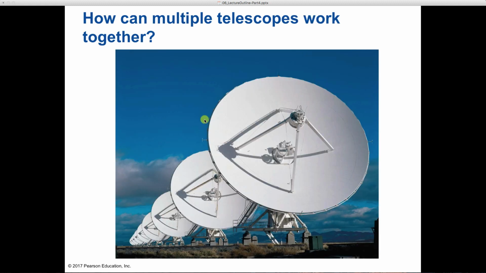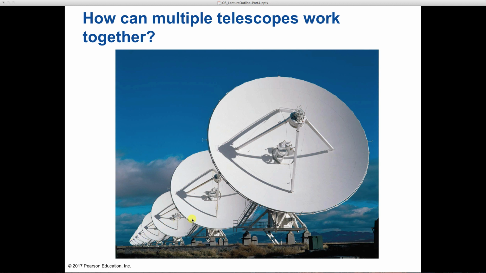We can also take telescopes and make them work together. So this is the Very Large Array. This is down in New Mexico. There's a bunch of these big dishes. Each individual dish is nowhere near the size of the Arecibo radio telescope, but all these dishes can combine together to have the effect of a very large telescope.